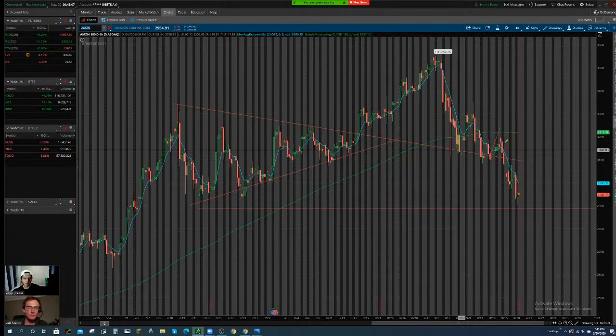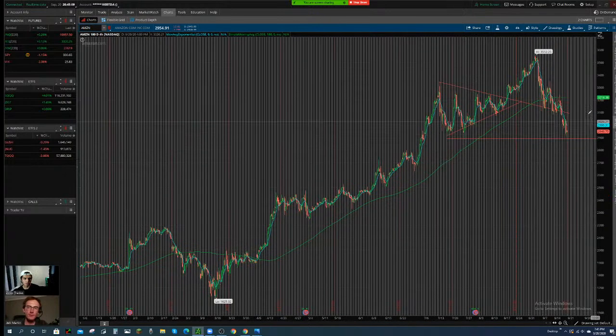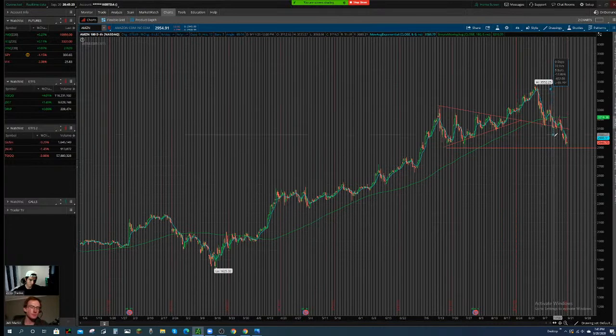And that's on Amazon's technicals. We also got rejected at the SMA right here as well, but we stayed above it the entire time. So this is not a good sign. Last time we passed it, it kept going down about 18%. Right now we're down about 17%, so we could see the same pattern, which is about another 1% down.